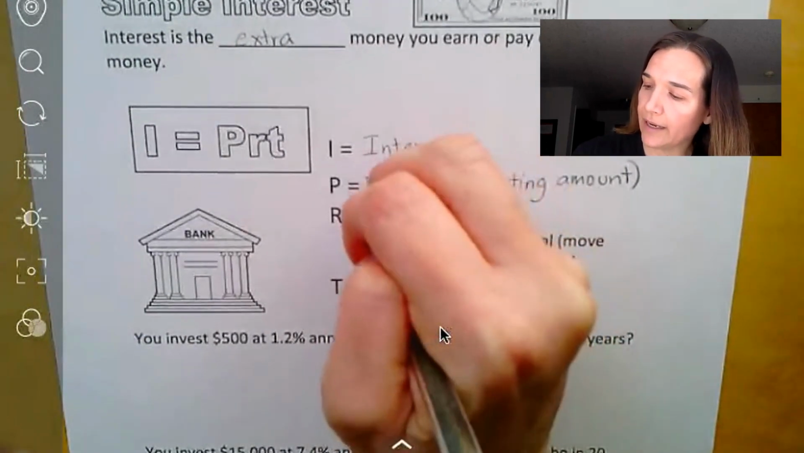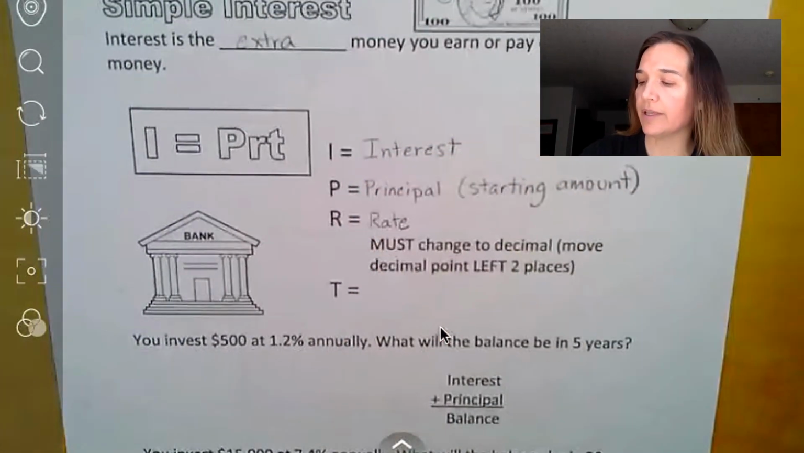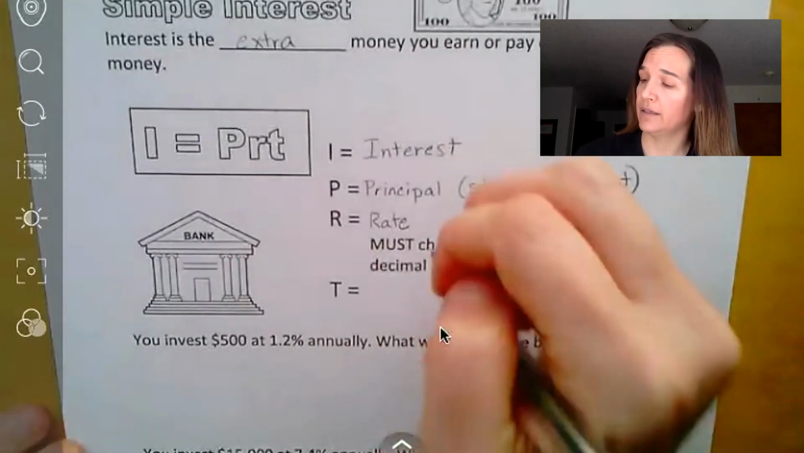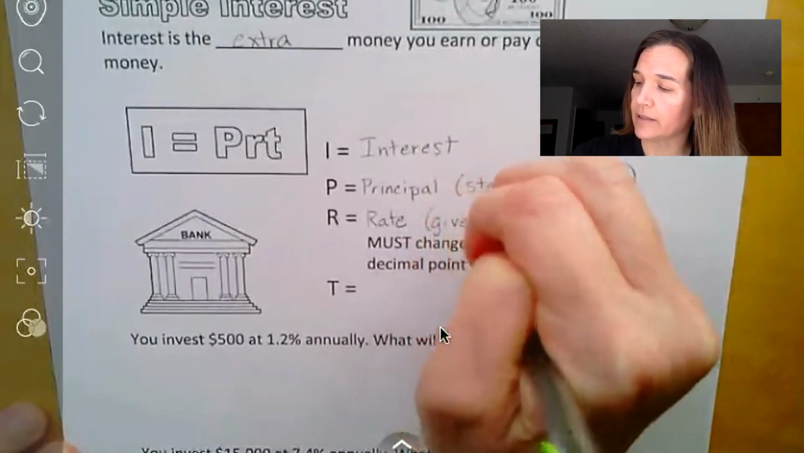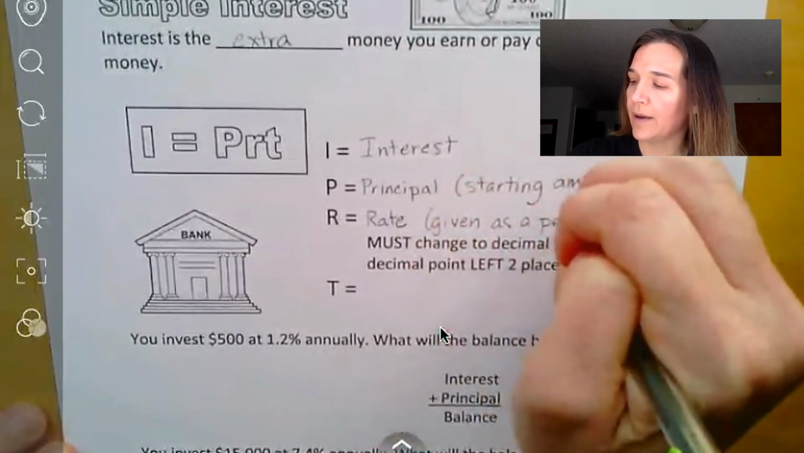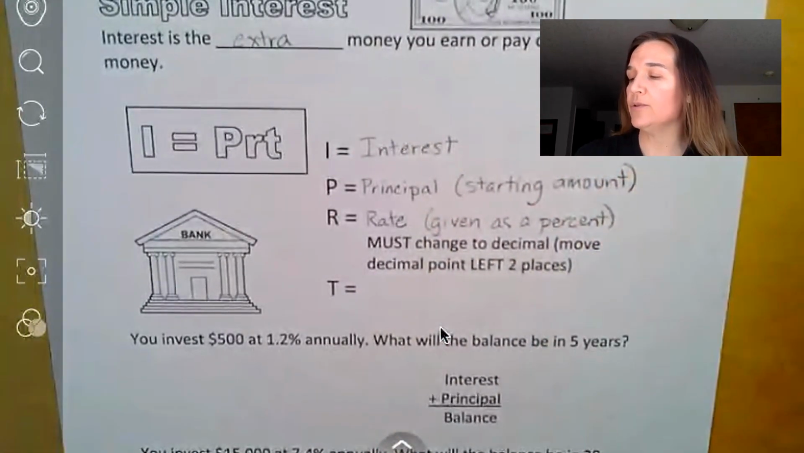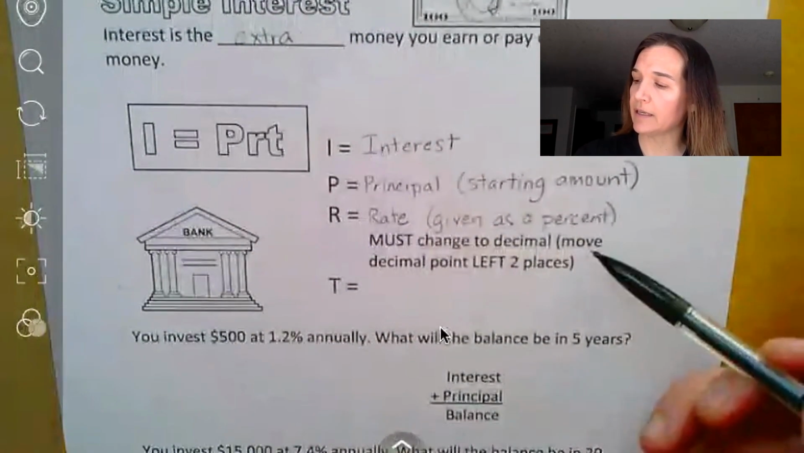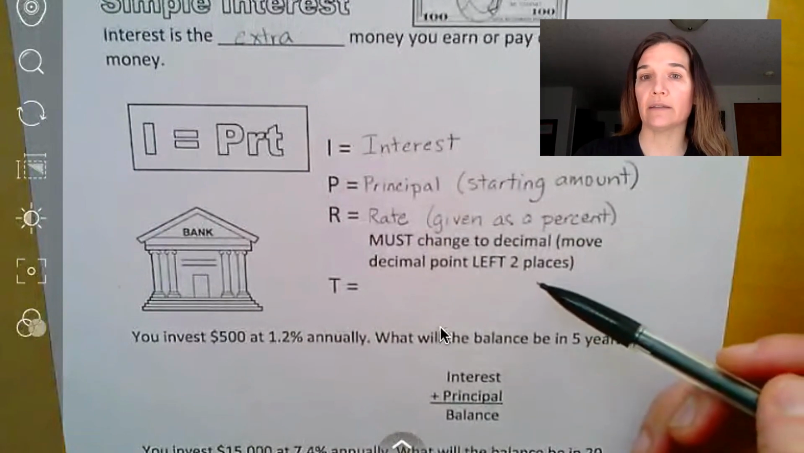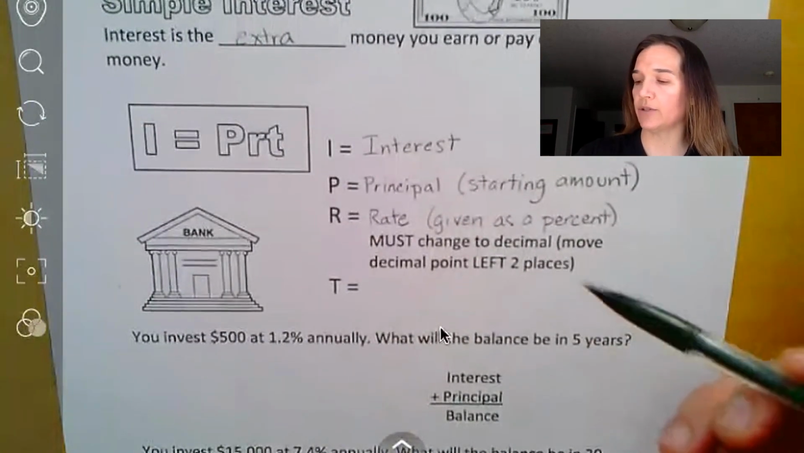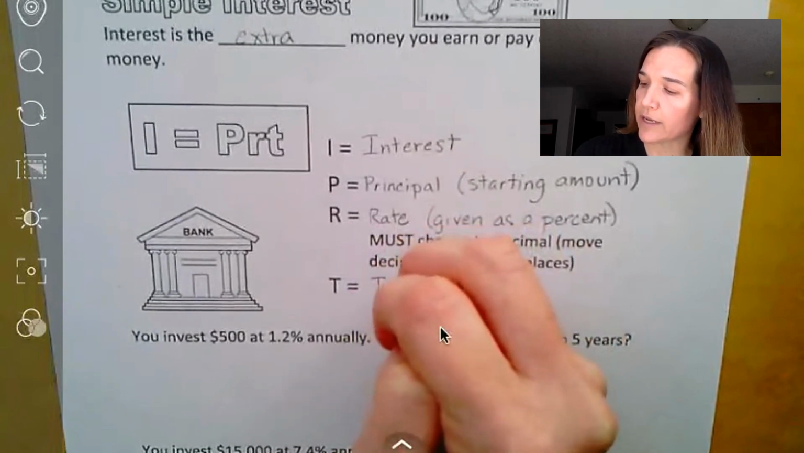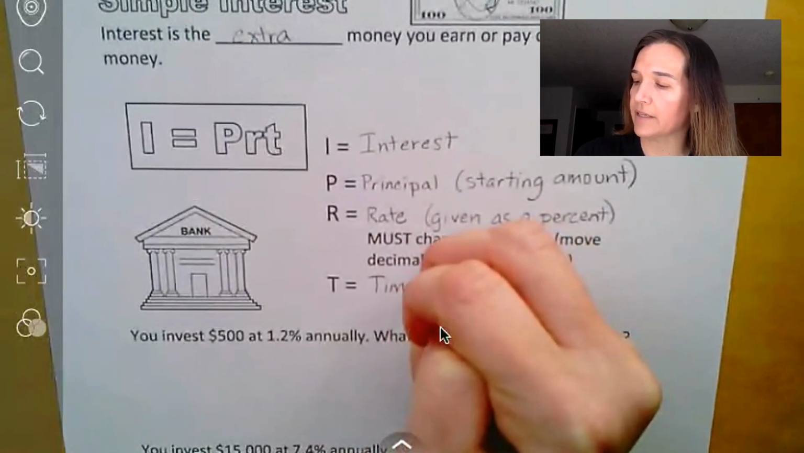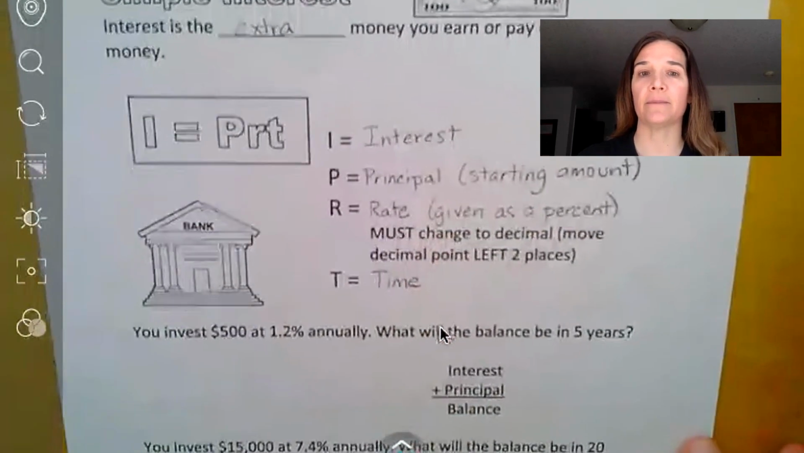For rate, we have a number that's always given as a percent. However, you can't use this when you use the formula. So you have to turn that number into either a decimal number or a fraction. In this case, we're going to keep it as a decimal. The shortcut here is that you're going to move the decimal point 2 places to the left and then use that number as your rate. And then the last one, T, stands for time. How long or how many times they're checking to collect their interest.